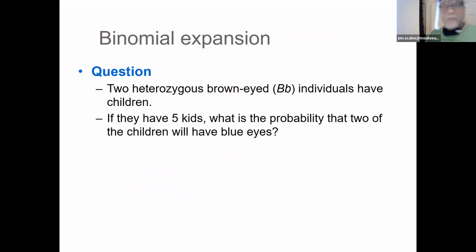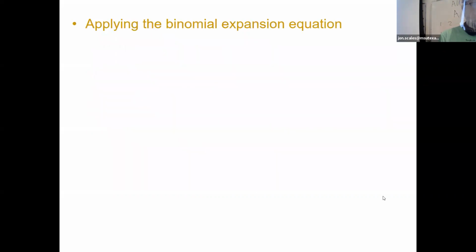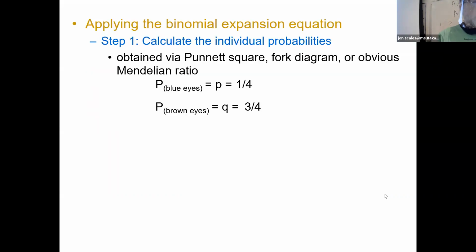All right, so let's say we have a couple of heterozygous brown-eyed people and they're going to have kids, and if they have 5 kids, they might want to know, well, what's the probability that 2 of our kids will turn up with those ugly blue eyes? Because they know they're heterozygous. So what's the probability for having the blue eyes? Of course, you can work that out. You've got 2 heterozygotes. The probability of being homozygous recessive is 1/4. So the probability of not being that is 3/4.